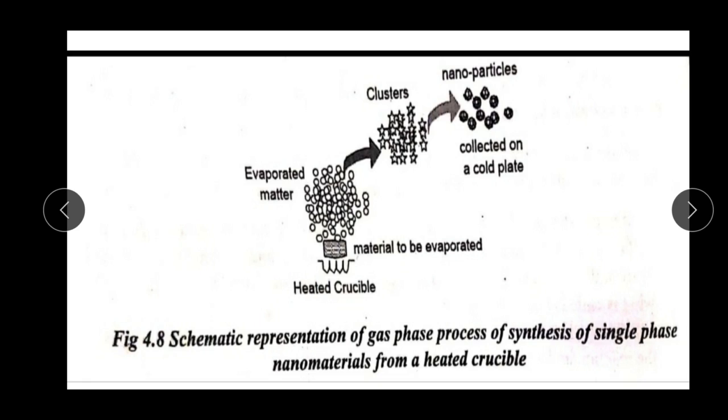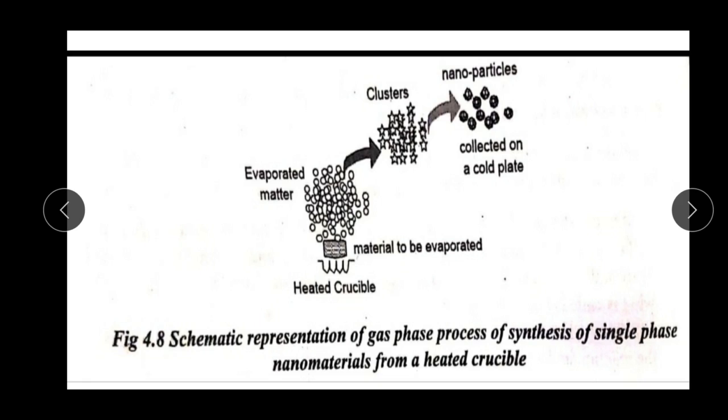We will take one example for this process, that is a furnace. As you can see in this image, dear students, it is a schematic representation of a gas phase process for the synthesis of single-phase nanoparticles from a heated crucible. This is the best example of the gas phase process. The nanoparticles are produced by heating the desired material in a heat-resistant crucible containing the desired material.